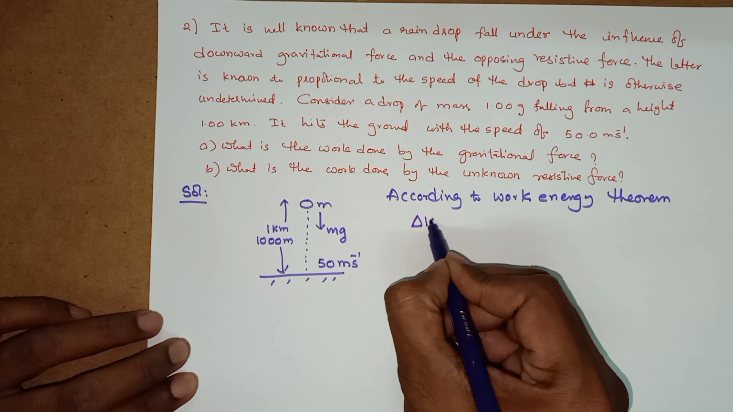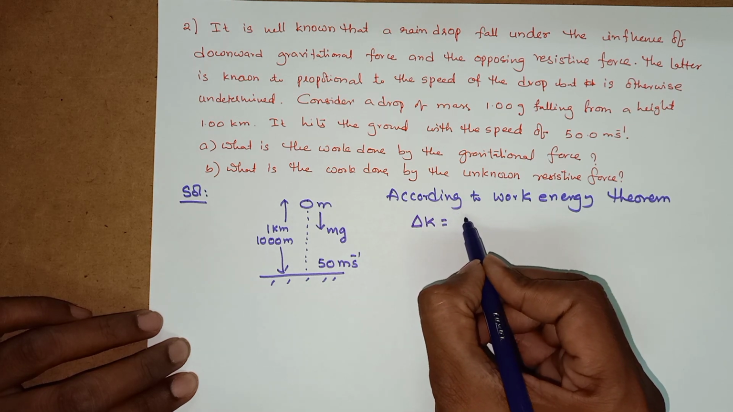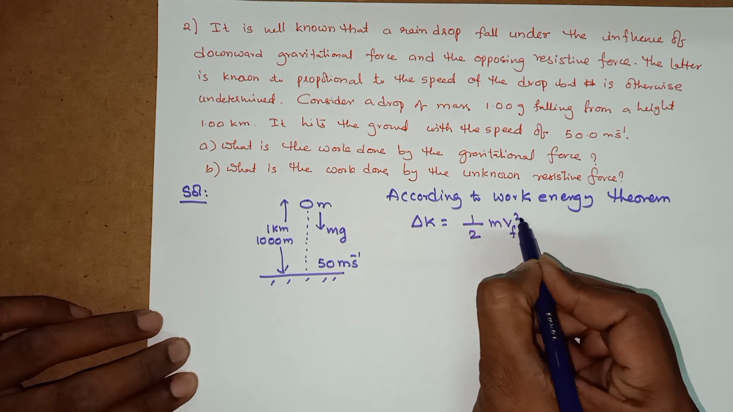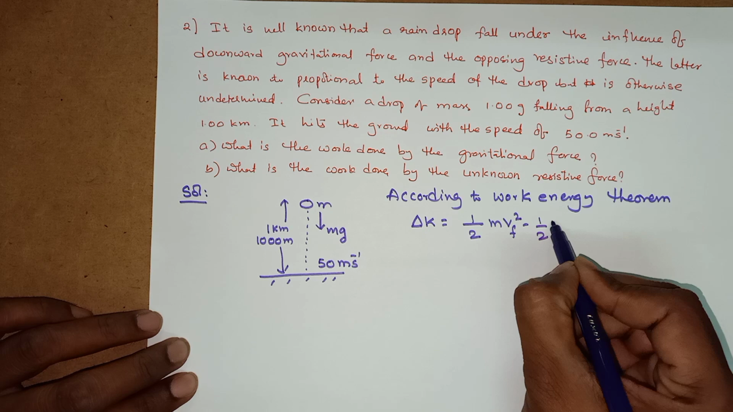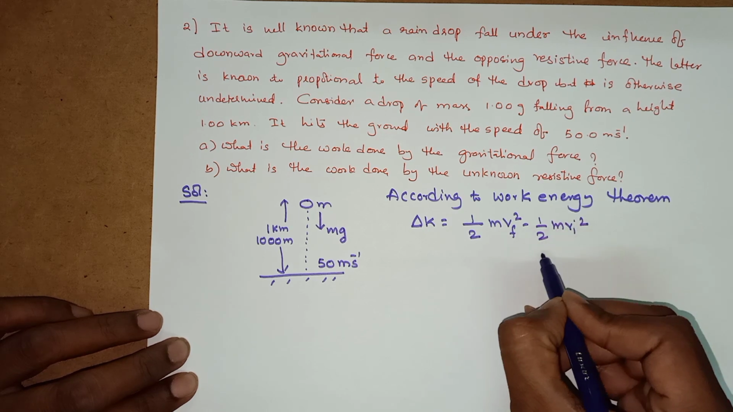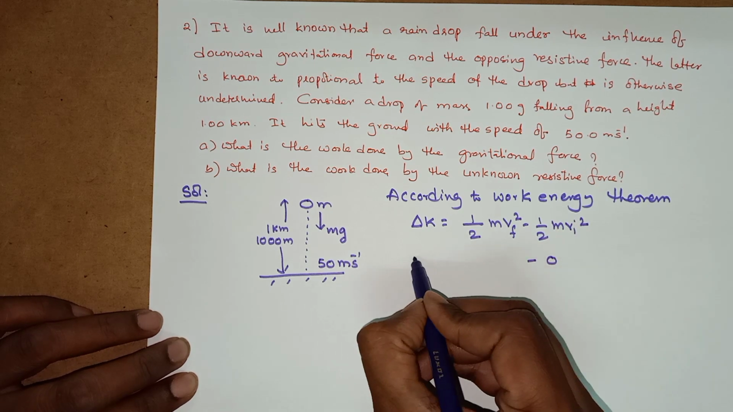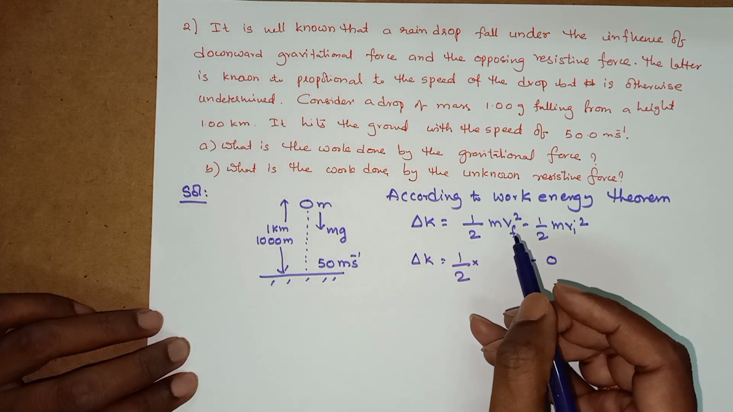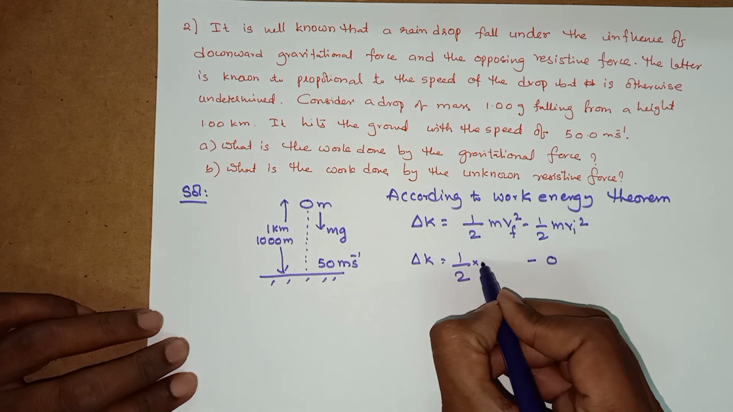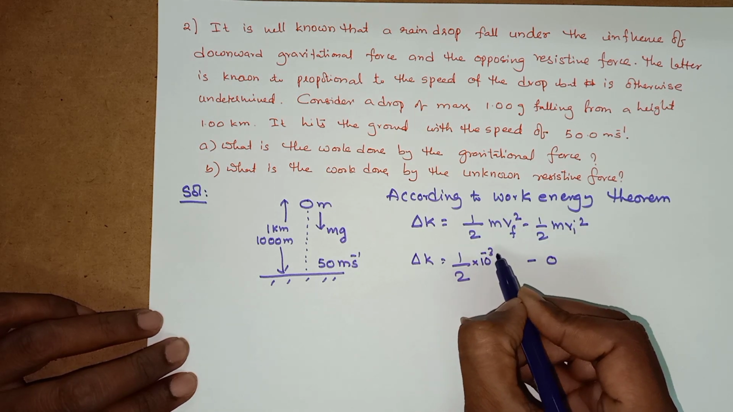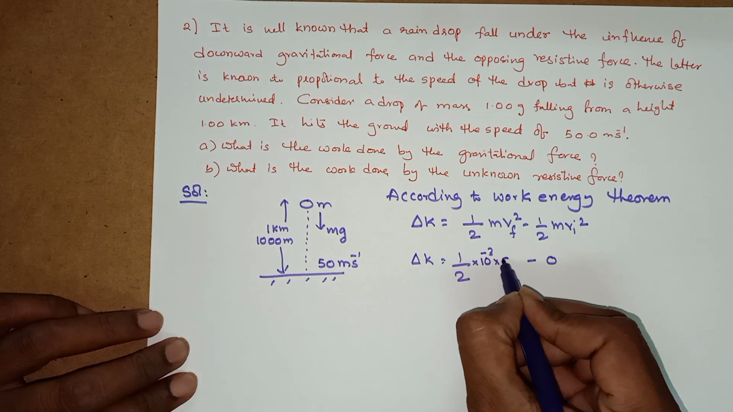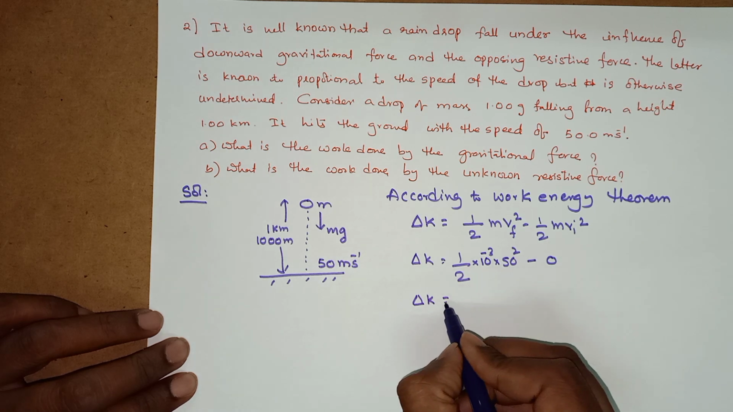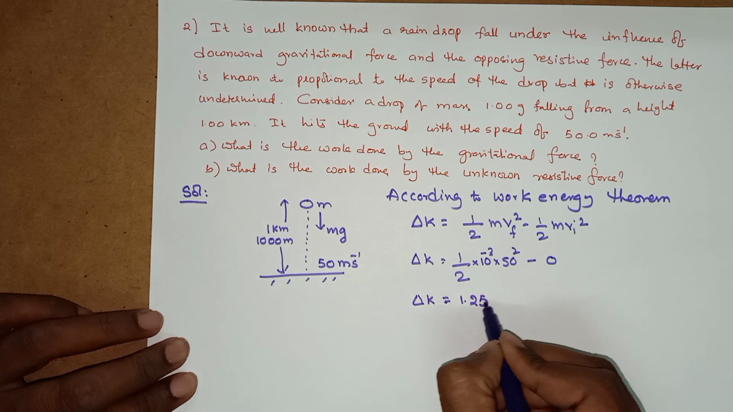Now first, according to the work energy theorem, delta K, the change in kinetic energy, is equal to half m v final square minus half m v initial square. The initial term is 0, and delta K is equal to half into the mass of the drop, 1 gram, 10 power minus 3 kg, and speed is 50 square. You will get delta K to be 1.25 joule.